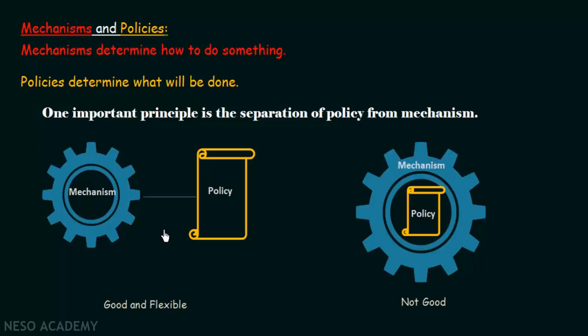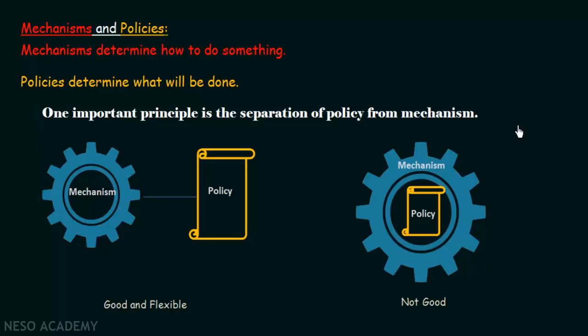So the way of allocating the resource to a process, that is your mechanism, should always remain the same. It should not be changed. But whether that resource will actually be allocated to the process will be determined by the policy. So sometimes according to the policy, a resource may be allocated, or sometimes it may not be allocated. So a change in policy should not affect the mechanism of your operating system. That is why we have this important principle which says it is always good to separate your policy from mechanism.